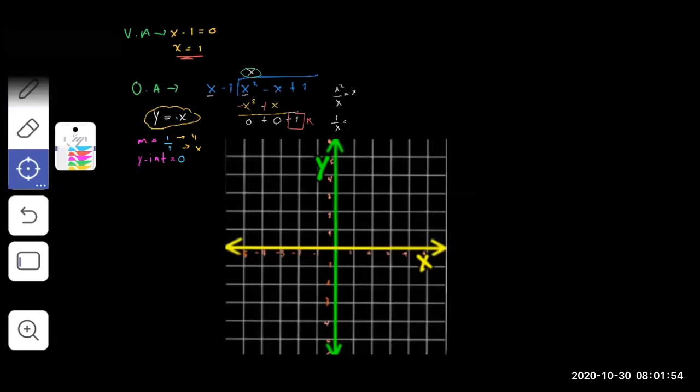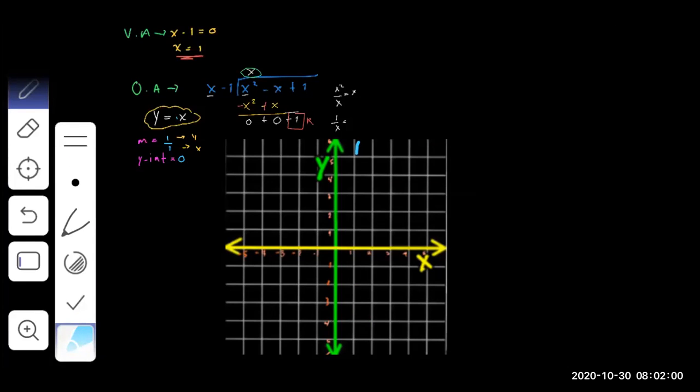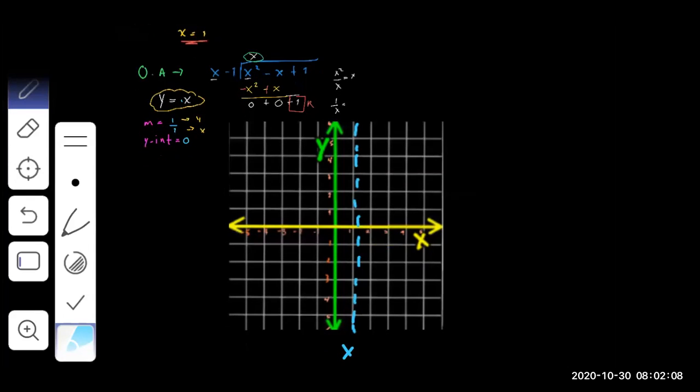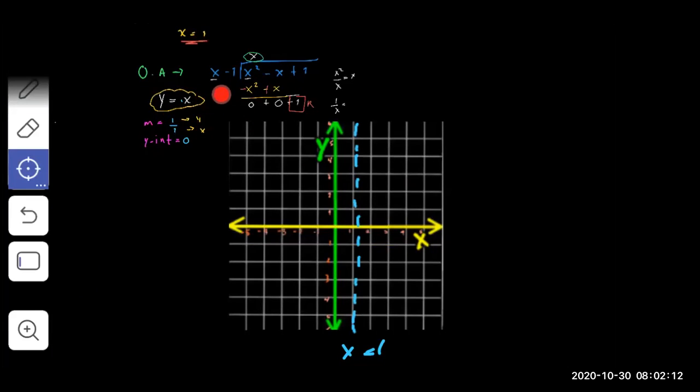Let's try to do that. The vertical asymptote is x equals 1. Let's make it here. This is x equals 1. That's it. My oblique asymptote is this function, y equals x. With this information I can graph it.